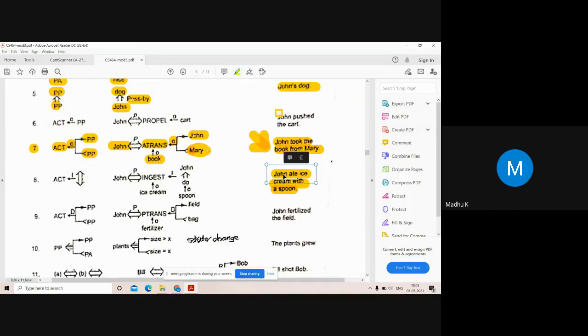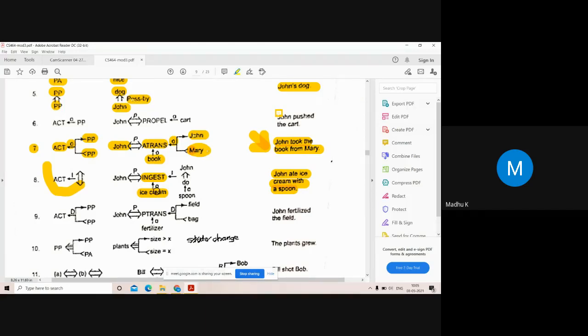So this is the sentence: John ate ice cream with a spoon. In this case, we will represent it in this way. There is an action, and the action is ingest. Then ice cream is the object we used.